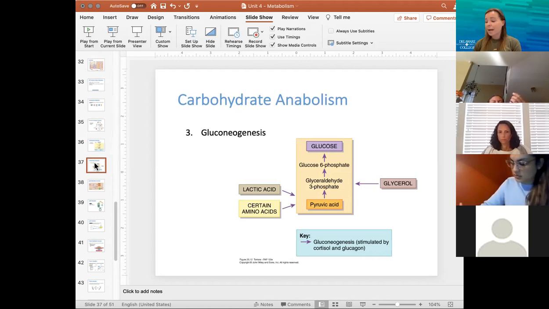Okay, and one last thing, the process of gluconeogenesis of basically converting lipids, fats, or proteins into glucose is promoted by the hormone cortisol. And that's spelled right here if you need spelling.